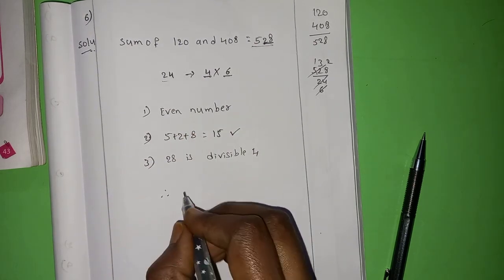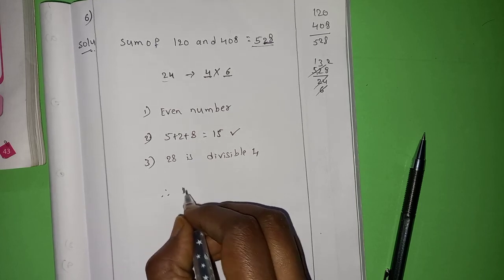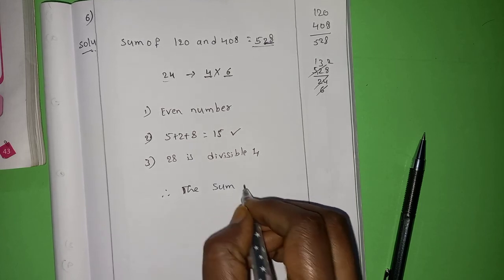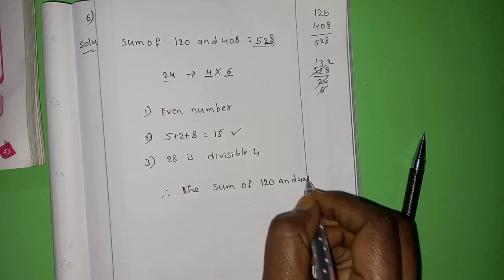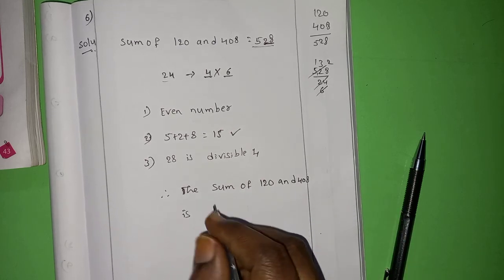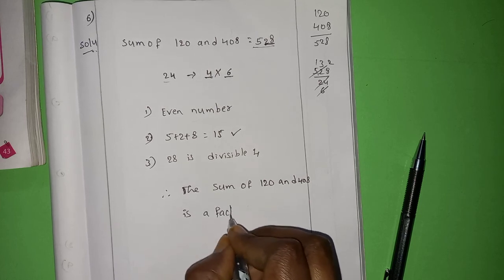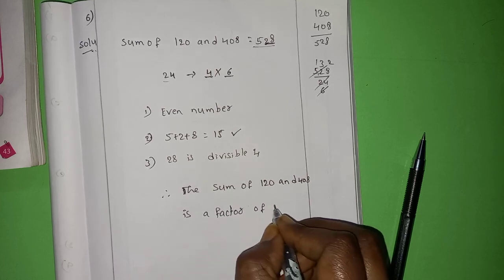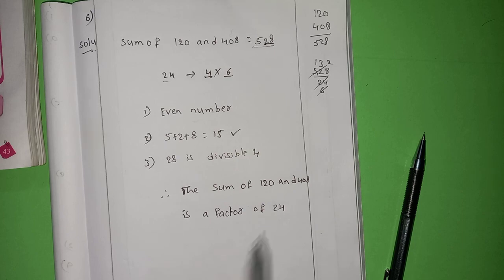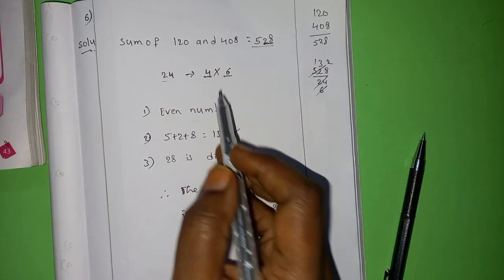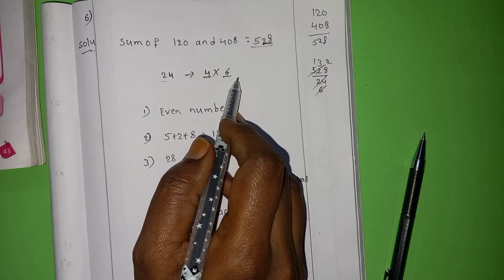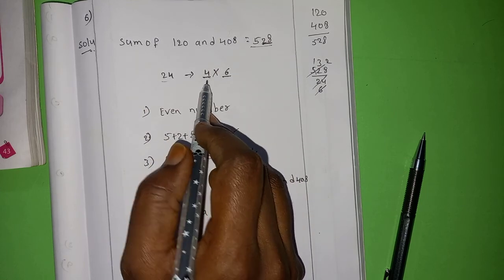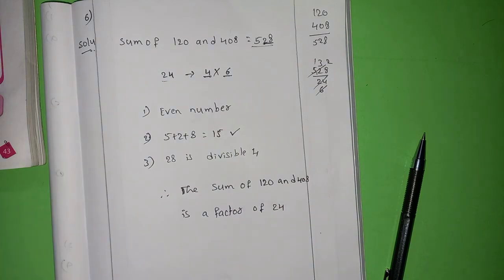Therefore, the sum of 120 and 408 is divisible by 24. Simple, right? Instead of doing the whole calculation, you just segregate the number into a multiplication form and check all the conditions so that the whole number can be divisible by the full number.